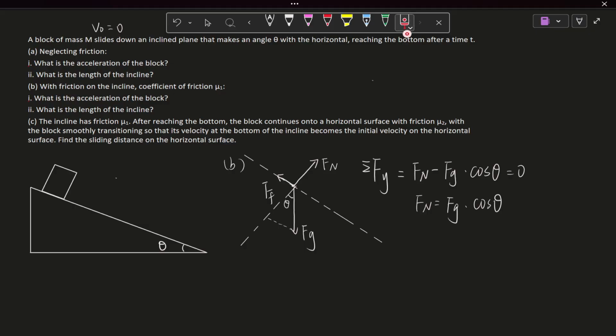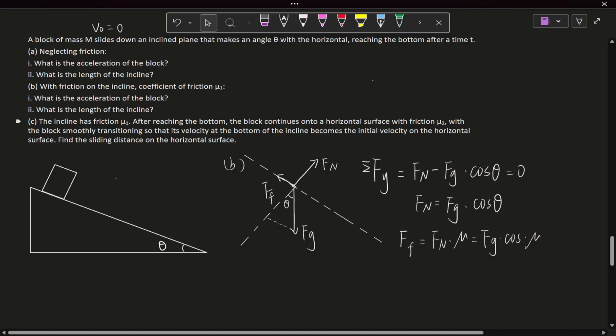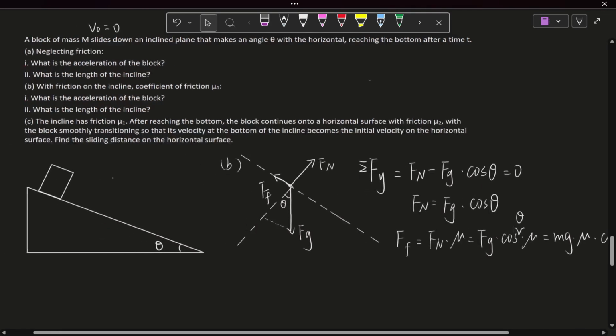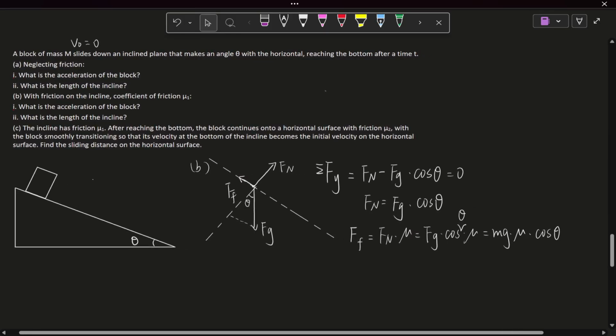After we find Fn, we can easily get the friction force, since Ff is just equal to Fn times mu. So Ff is simply equal to Fn times mu, which is Fg times cosine theta times mu. After simplifying it, we get mg times mu times cosine theta. I forgot there's a theta here. So this is your friction force.